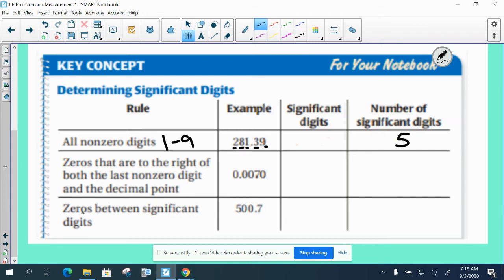However, it gets a little bit trickier when you have zeros. Sometimes zeros are significant, sometimes they aren't. We're going to skip ahead, since that was rule 1. We're going to call this rule 2 because I think it's easier to look at first.